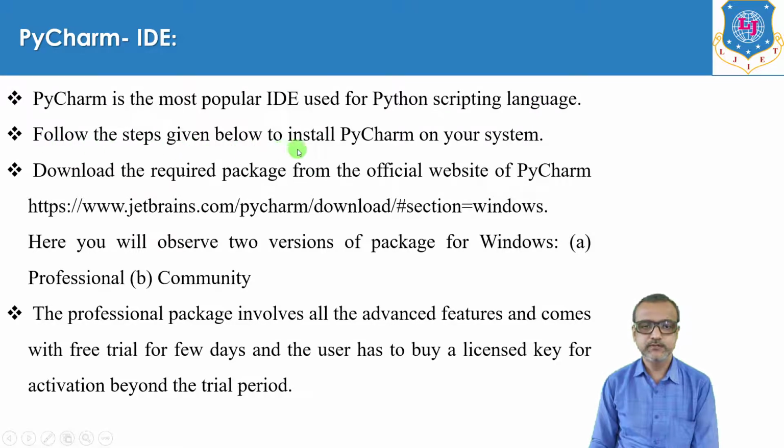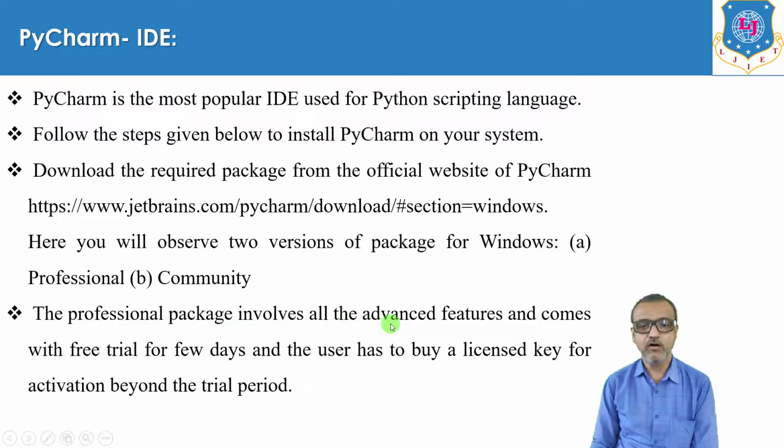Follow the steps given below to install PyCharm on your system. First of all, we have to install PyCharm. For that purpose, I have given the steps over here. Download the required package from the official website of PyCharm. This is the official website of PyCharm. Here you will observe two versions of the package for Windows, the first one is Professional and the second one is Community.